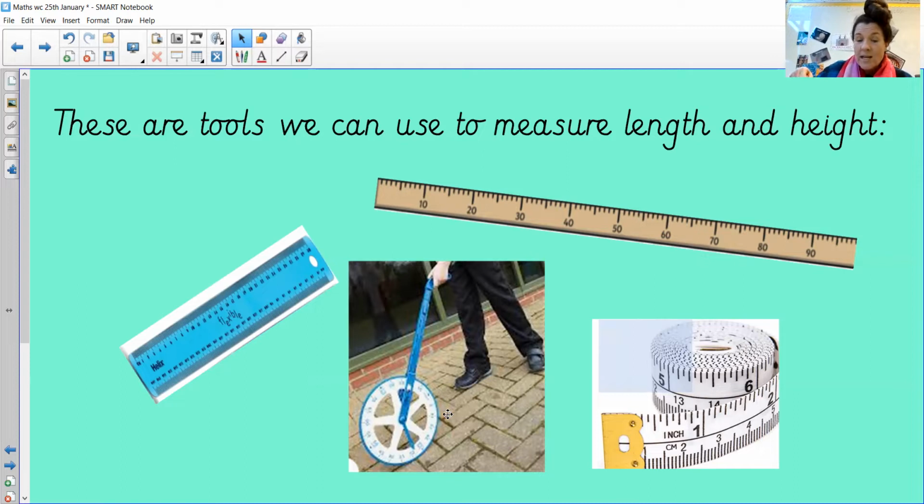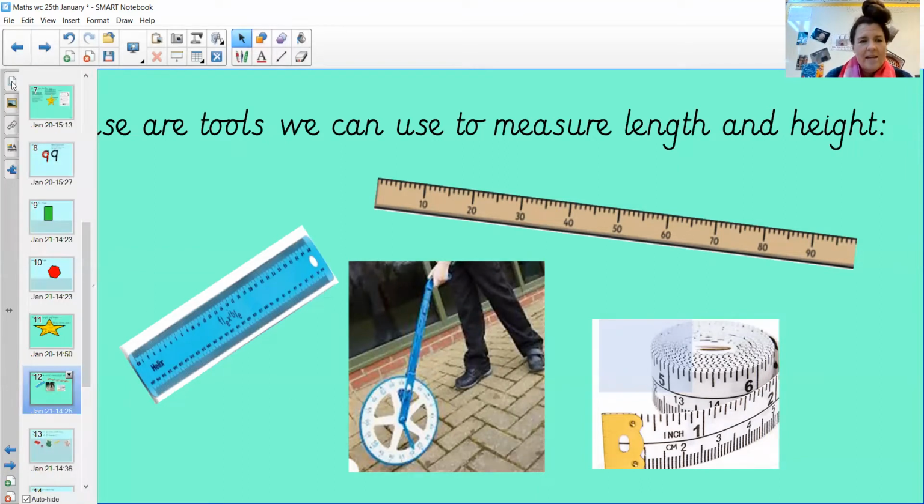And what you do is if you want to measure something like the playground, if we had lots of rulers, that'd be really hard to do. It'd be really hard to be accurate, to be as close as possible to that measure. So you have a wheel and you push it along and it makes a little click every time you go past a meter. And then you count the clicks and work out how long something is, like the playground. So these are some of the tools you can use to measure.